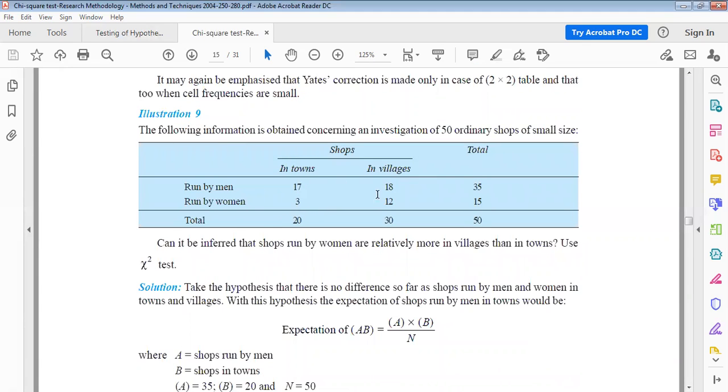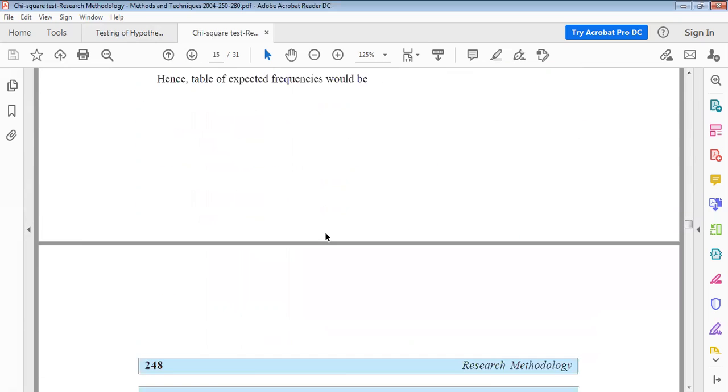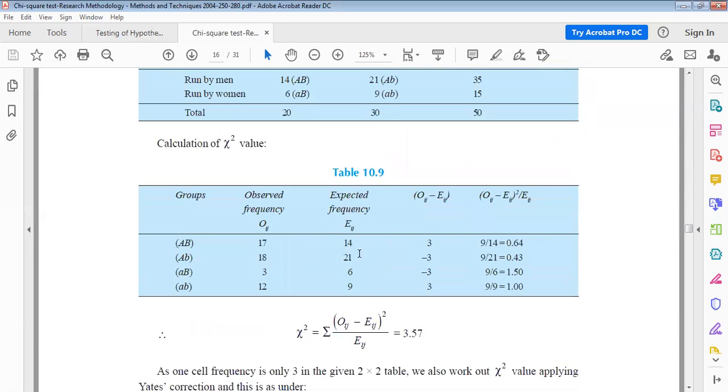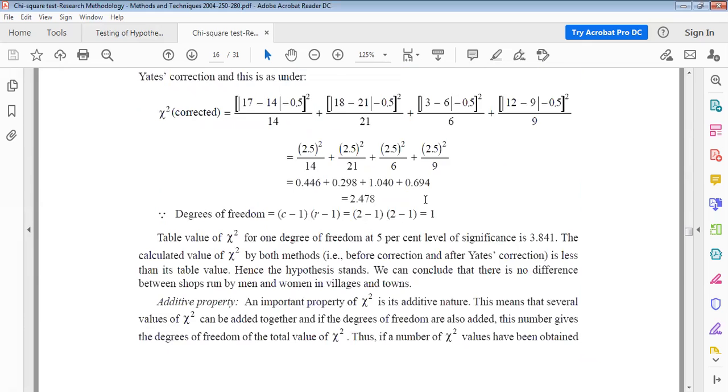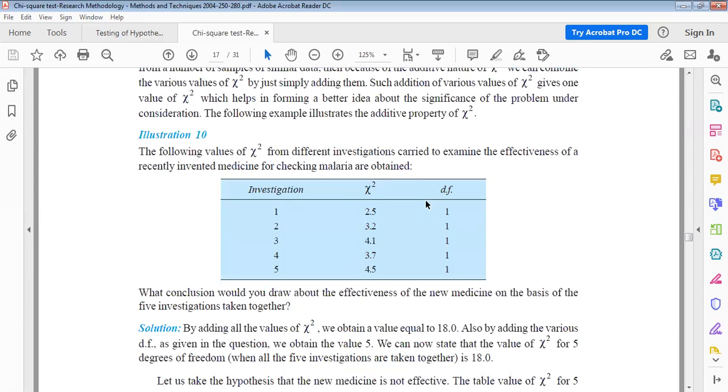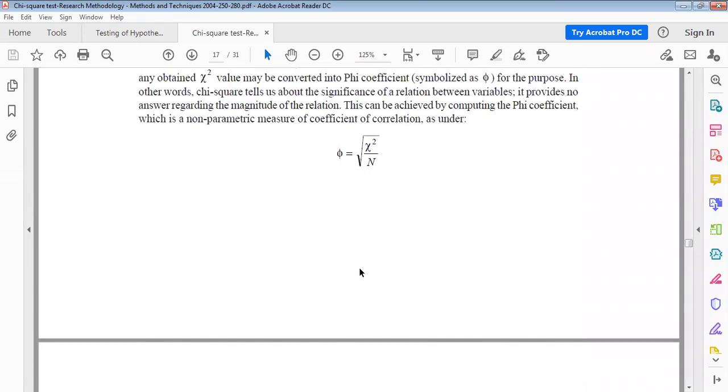How many rows and columns? 2. Degrees of freedom will be what? 1. We have solved these types of examples. And example 10. Degrees of freedom given. Chi-square test also given values.